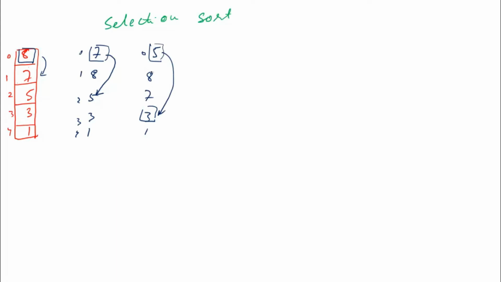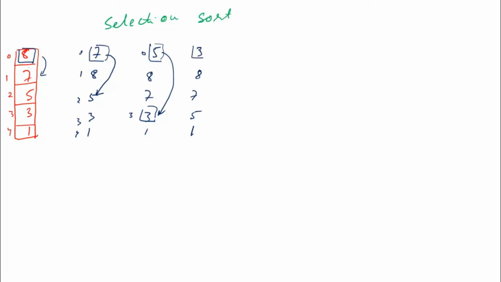So the 0 position will be checked with the third position of the array, or the index. Is 5 greater than 3? Yes, 5 is greater than 3. Now in the 0 position the 3 will be here, and then 8 and then 7. Then this 5 will come here in place of 3, and then 1 here.